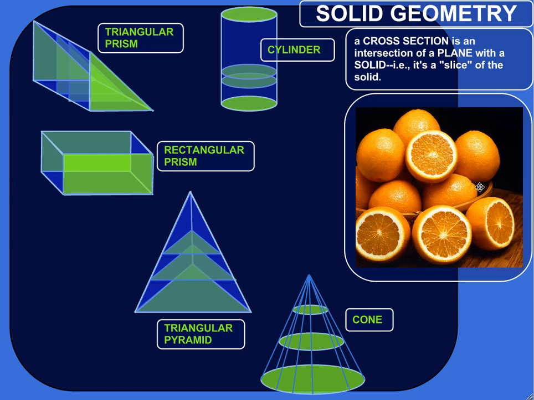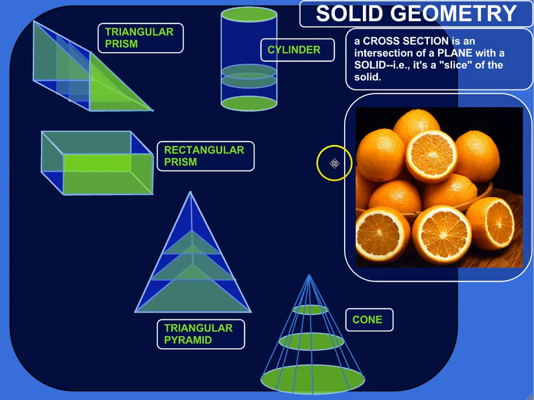You can think of it as just a slice. So I've got these oranges here. Imagine those are perfect spheres. If I want to look at the orange from a certain perspective, I want to slice it with a plane and then look at it face on. What do I see? I see a circle. So a circle is a cross section of a sphere. All right, I'm going to let that sink in for a second.